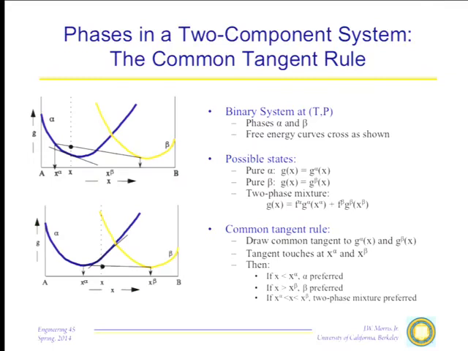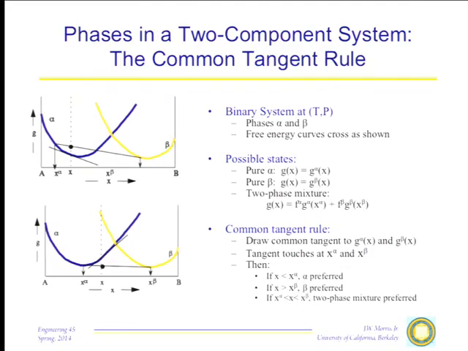The rule, the graphical rule, that gives me the compositions of the two phases that are present, and their mole fractions ultimately, is called the common tangent rule. Now, all I have to do, if I know these two free energy curves, if I can find a common tangent, a tangent line that touches both the alpha phase and the beta phase, then I do prefer to have a two-phase mixture. Not only that, the two-phase mixture will be such that the composition of the alpha phase is where the common tangent touches the alpha curve, the composition of the beta phase is where the common tangent touches the beta phase.